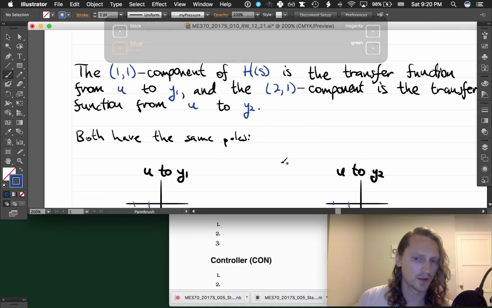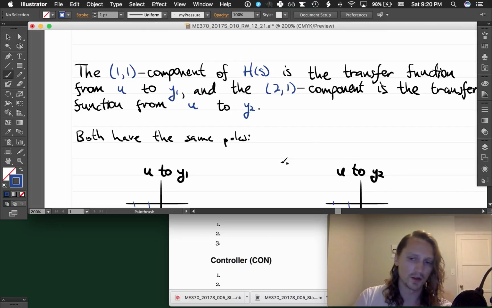My screen is a little laggy tonight. That's why my handwriting looks really bad, but what do you do?